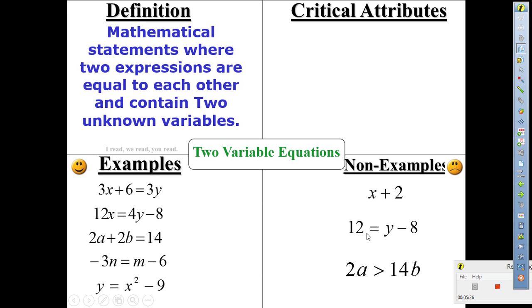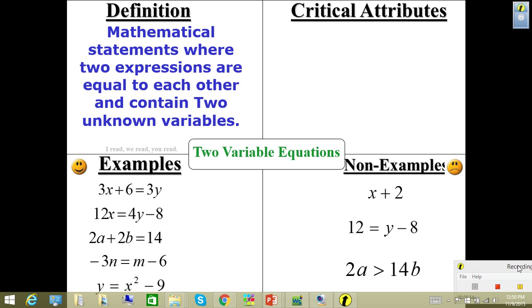Non-examples. x plus 2, 12 equals y minus 8, and 2a greater than 14b. Those are non-examples. So what I want you to think about and not say out loud is, what is the name of each of those non-examples? If it's not a two-variable equation, what is the name of this one, the name of this one, and the name of this one? Discuss it with your neighbors, please.